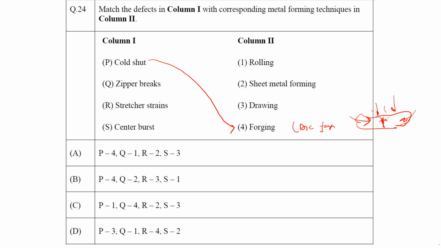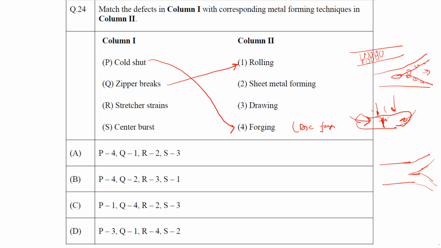Next is the zipper breaks. So zipper breaks, you can see like a zip. When it is closed, it is like this, right? But once it is open, when it breaks, okay, so where does this happen? This happens during the rolling process. Like you are rolling a plate, and because of the tensile and compressive force difference, it breaks like this. So it will happen in the case of rolling.